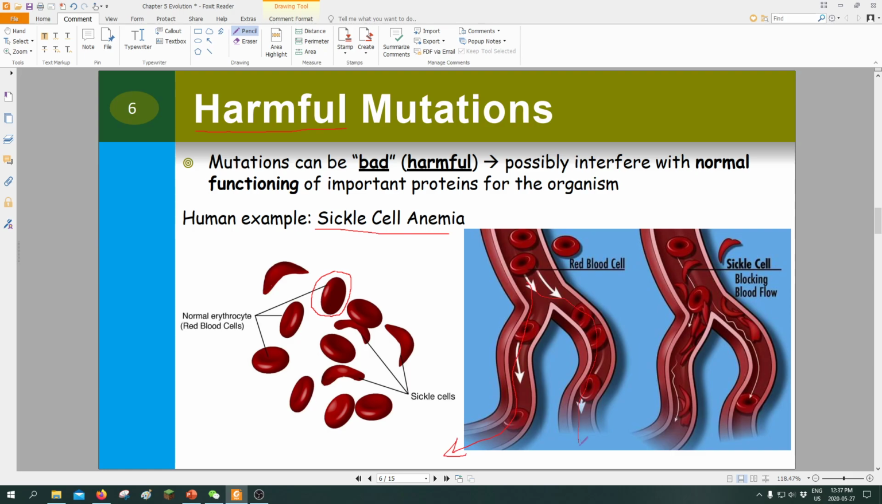Now, if you have a mutation in your DNA, you can actually have these sickle cell shaped red blood cells. That is bad for a number of reasons, but one of the more dangerous reasons is they can actually block the blood flow in your blood vessels because of their weird and irregular shapes. If that causes a blockage in your blood vessels, you could get a lot of different problems, thrombosis, etc. So that is an example of a harmful mutation in human DNA.